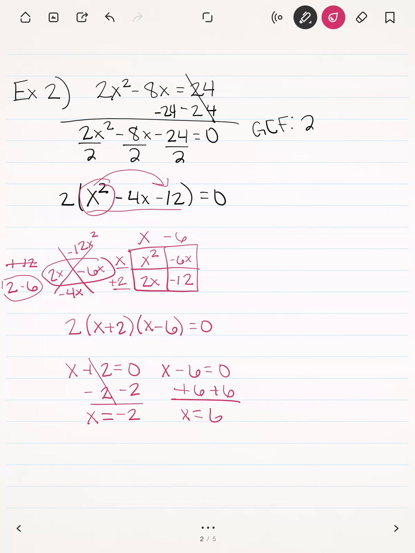Then I have to write them as points. So my x-intercepts are (negative 2, 0) and (6, 0). Okay, moving on to example 3.